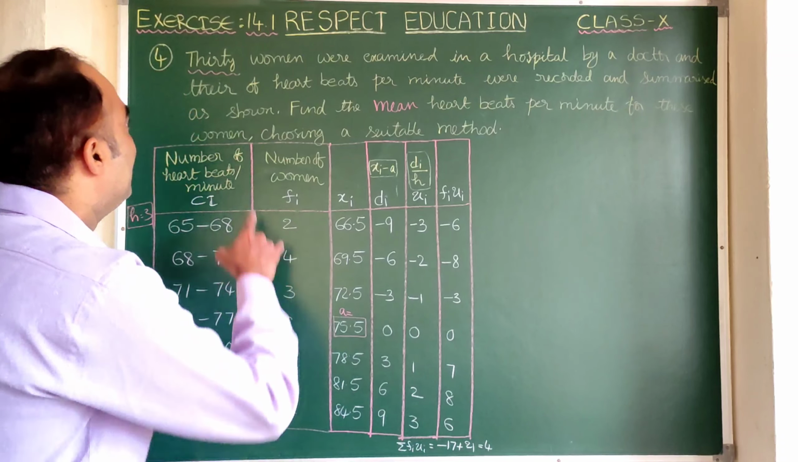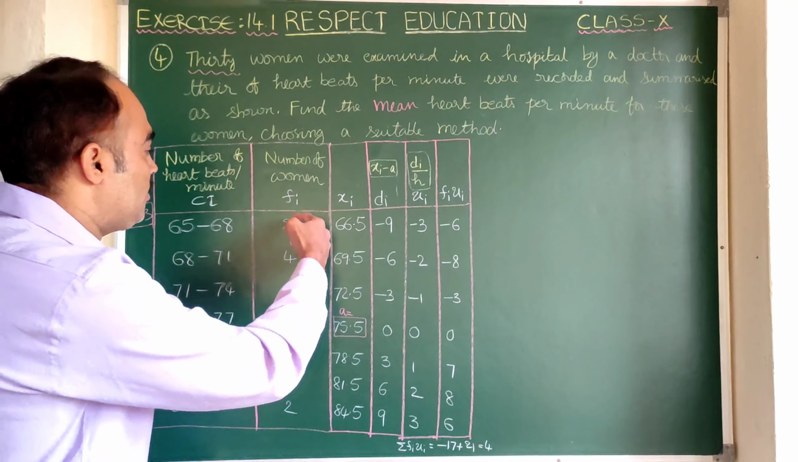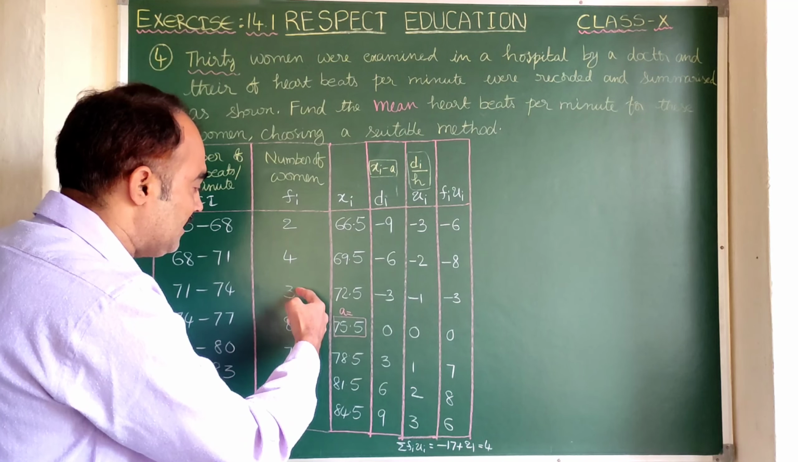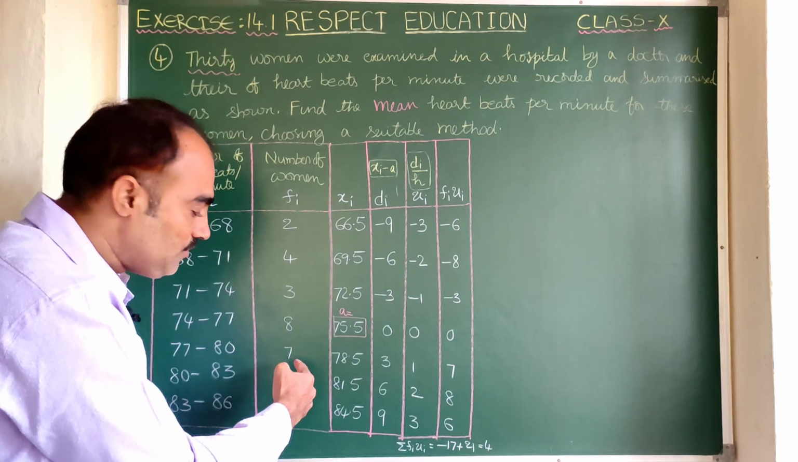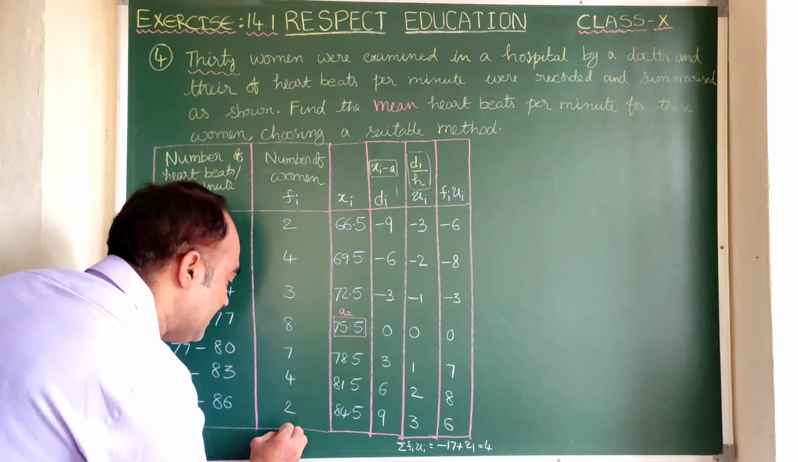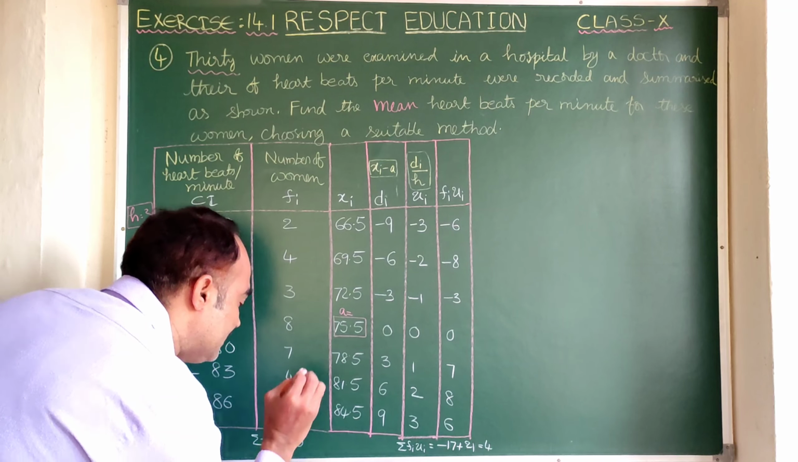Now sigma fi, here 30 can be written directly, but better to check once. 2 plus 4 is 6, plus 3 is 9. 9 plus 8 is 17. 17 plus 7 is 24. 24 plus 4, 28. 28 plus 2, 30. So here sigma fi is equal to 30.